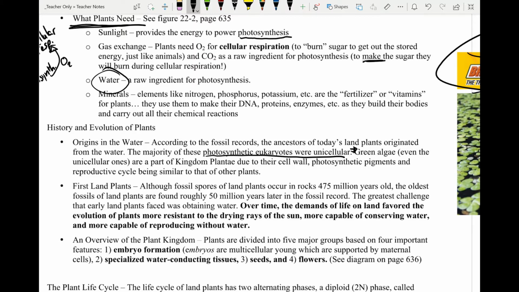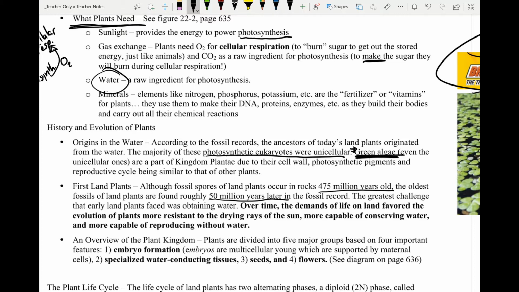So we make a little bit of a distinction here. We refer to green algae as plants, and then there's other types of algae which we usually give a different name to, that are still considered protists or part of a different kingdom. So then, first land plants: although fossil spores of land plants occurred about 475 million years ago, we have some fossils of plants being found on land up to 50 million years later.